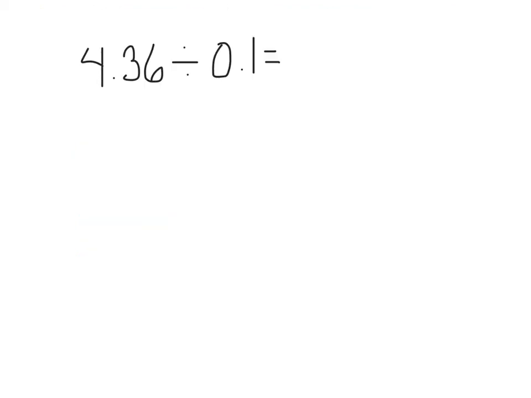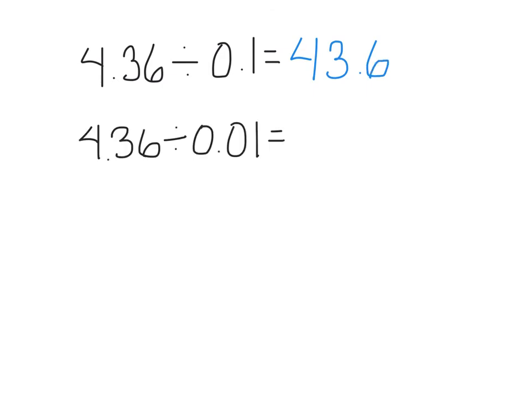Let's take a look at the first example. We have 4.36 divided by 1/10. So we have one decimal place in the divisor, so we're going to move one place to the right. So here's our decimal place. We're going to move one place to the right, so it will be right here between the 3 and the 6. And it will look like this: 43.6.